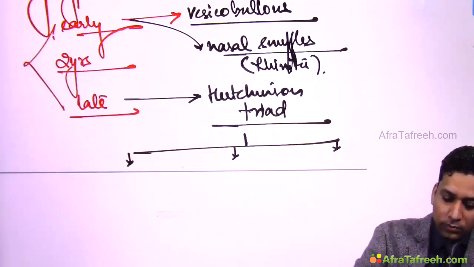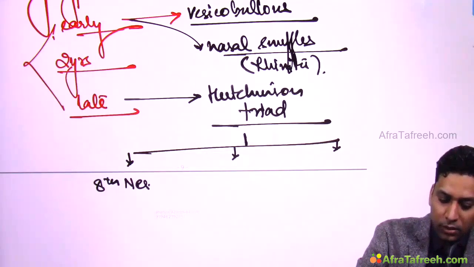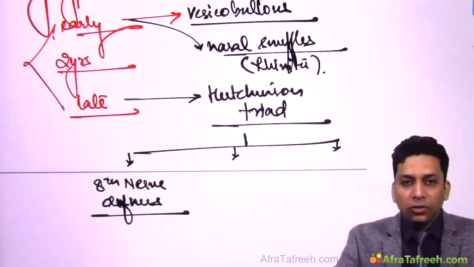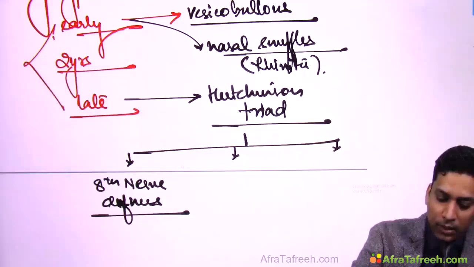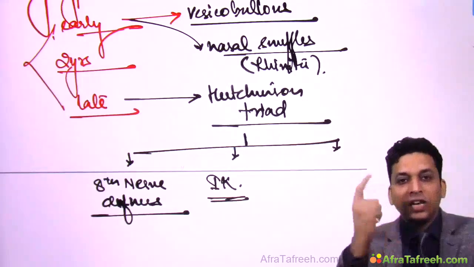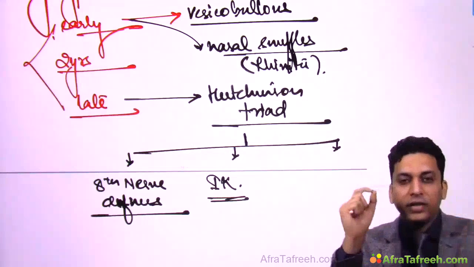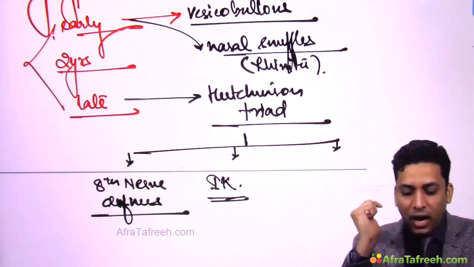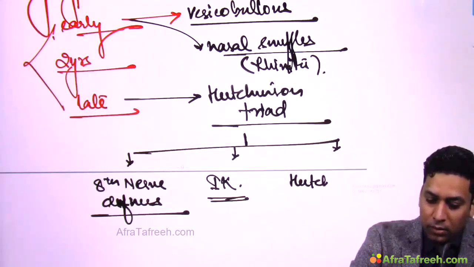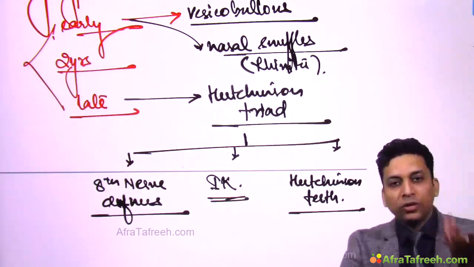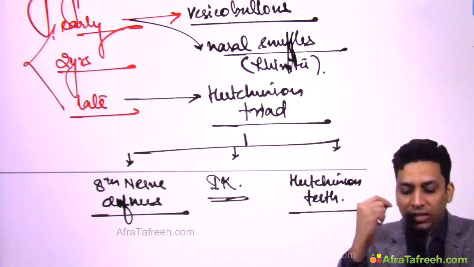So, 8th nerve deafness. These patients don't hear evil because they are deaf. Okay, so they are suffering from 8th nerve deafness. So one finding related to ear. Interstitial keratitis: they cannot see clearly because the eyes are affected. Okay, so interstitial keratitis, one finding related to eye. And Hutchinson teeth: don't speak evil because the teeth are bad. Okay, so teeth involvement, that is Hutchinson teeth.